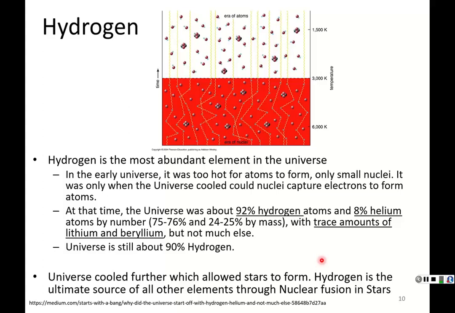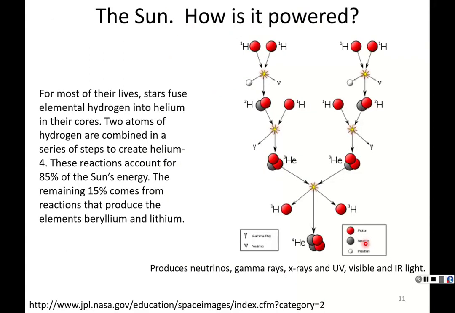As the universe has cooled further, it's allowed stars to form. Hydrogen is the ultimate source of all the other elements through nuclear fusion in the stars. So how is the sun powered? Well, stars, for most of their lives, fuse elemental hydrogen into helium. So two hydrogen atoms under very intense pressures and temperatures can collide and be pressed together in such a way that they actually fuse.